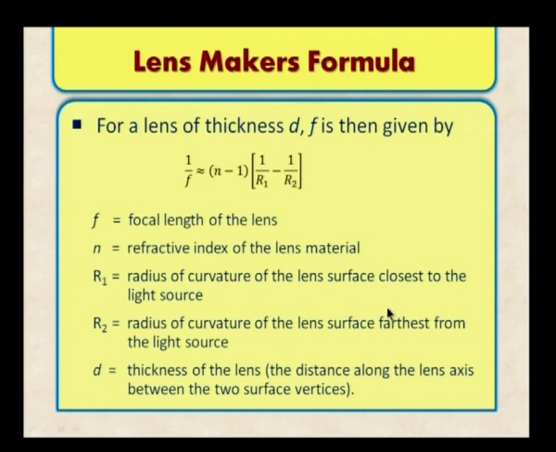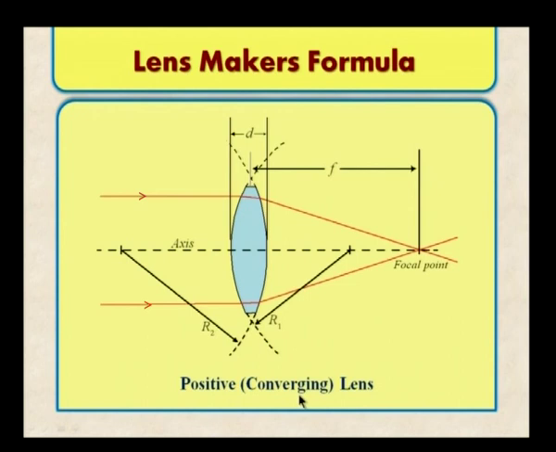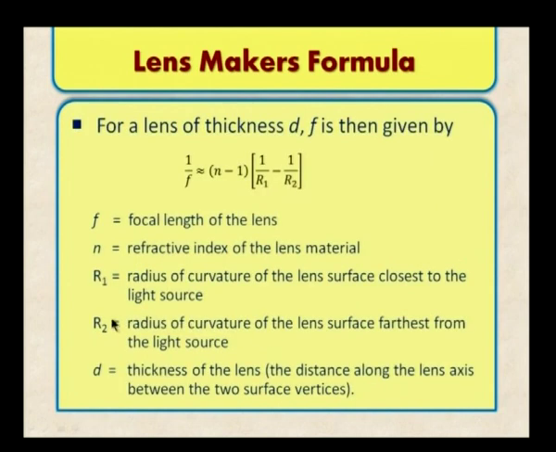R1 is the radius of curvature of the lens surface closest to the light source. Where the source is here, the light is coming here, so this is the surface. For this surface, the radius of curvature is R2. The surface nearest to the source has a radius of curvature R1. R1 is the radius of curvature of the lens surface closest to the light source, whereas R2 is the radius of curvature of the lens surface farther from the light source, and d is the thickness of the lens, n is the refractive index, and f is the focal length.